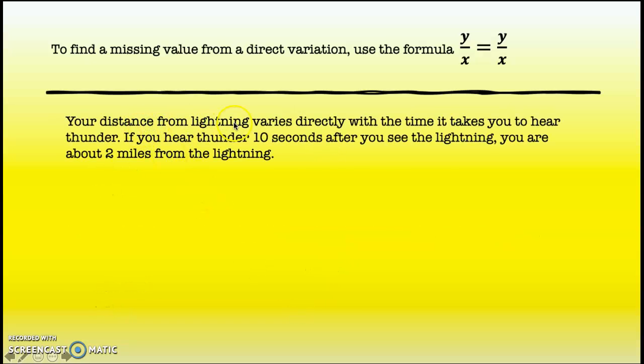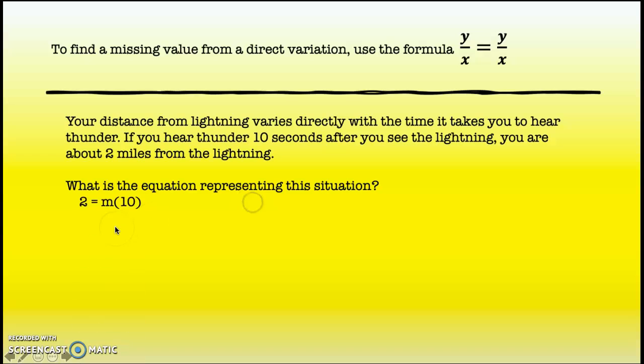So your distance from lightning varies directly with the time it takes you to hear thunder. If you hear thunder 10 seconds after you see the lightning, you are about 2 miles from the lightning. So in this real-world situation, guys, what is the equation representing it? Okay, so right here I've got 2 equals m times 10.